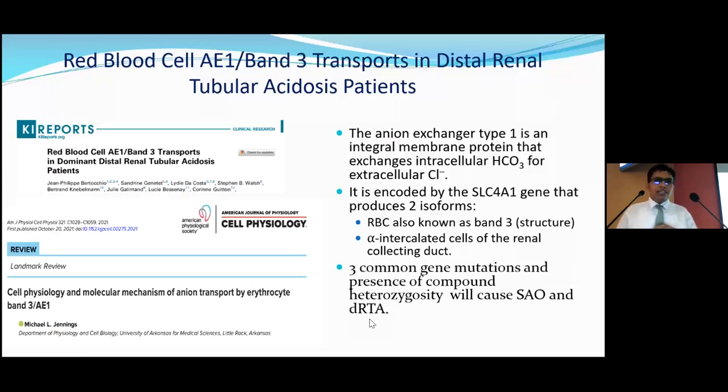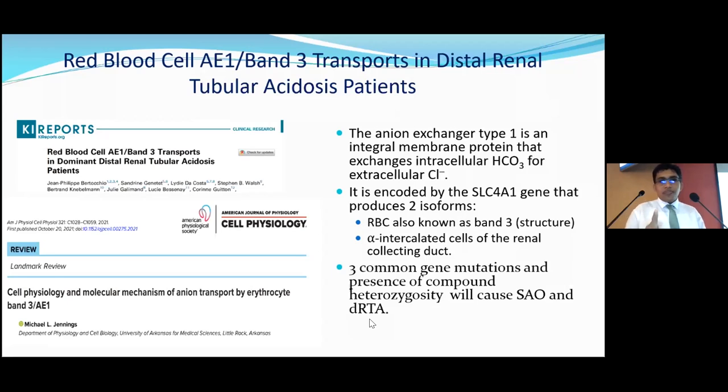What is this genetic abnormality? We'll have a look. Red blood cell anion exchanger 1, or band 3, transports in distal renal tubular acidosis patients. The anion exchanger type 1 is an integral membrane protein that exchanges intracellular bicarbonate for extracellular chloride. It is encoded by the SLC4A1 gene, which produces two isoforms. Those isoforms are located in the red blood cell, also known as band 3, where it is responsible for the cytoskeleton, and in the alpha intercalated cells of the renal collecting duct.